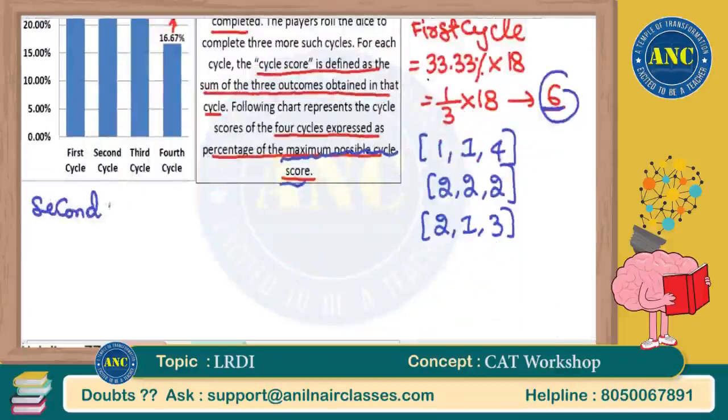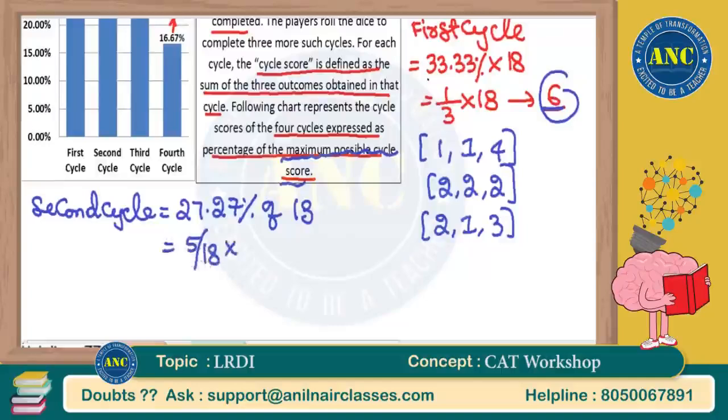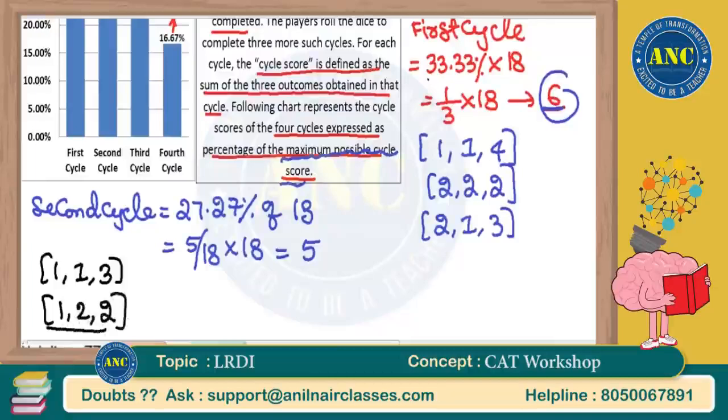Next is the second cycle. What is the second cycle? Second cycle is 27.27 percentage of total maximum possible score, which is 18. So this is 5 by 18 into 18. 5 by 18 into 18 is 5. 5 means what are all the cases possible? Cases means first one, second one, third one. 1 plus 1 plus 3 is 5. What is the next case? 1, 2, 2. 1, 2, 2. 1 plus 4 is also 5. Are you with me, sir?